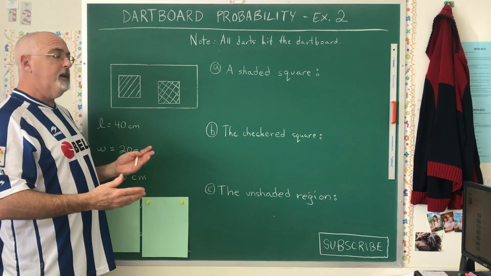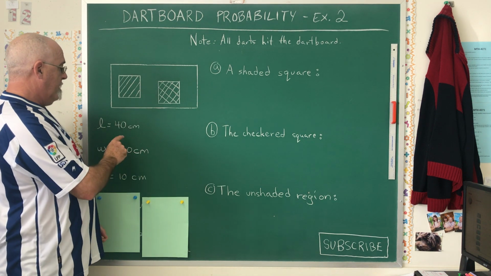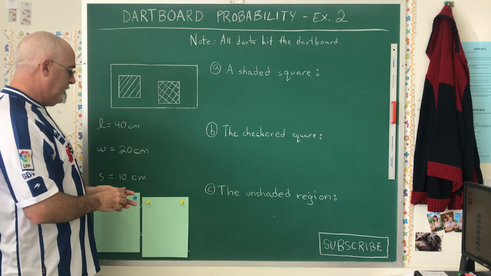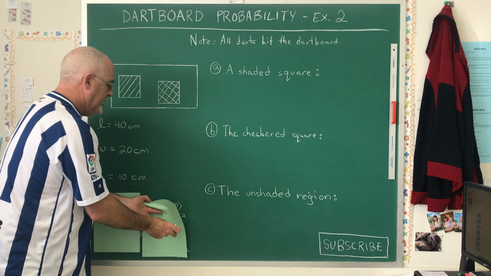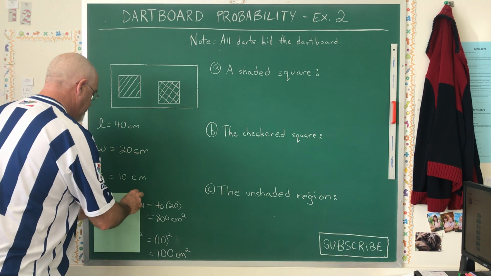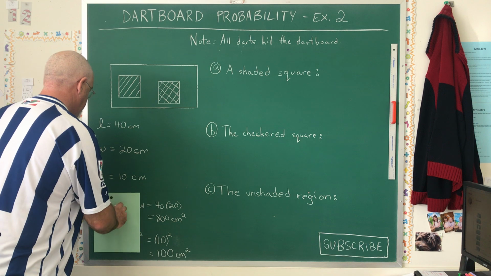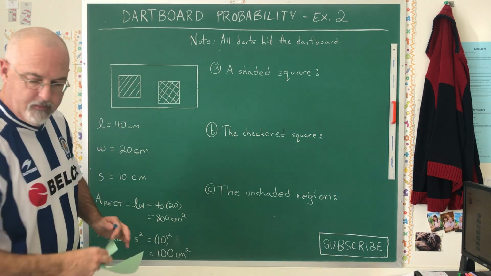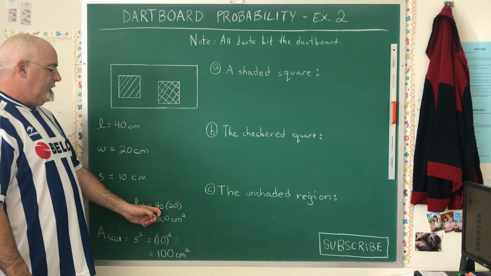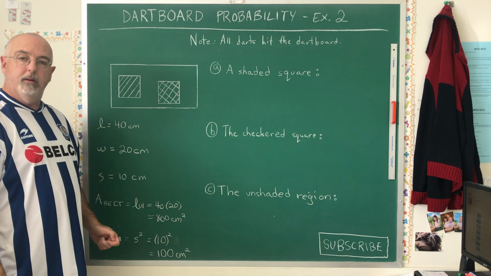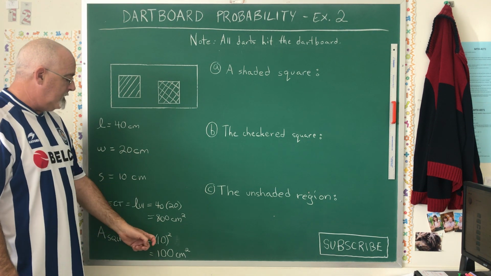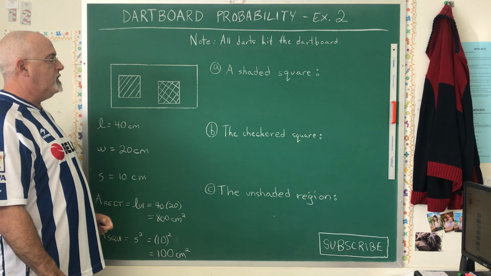But to start with, we need to know the areas of the shapes involved. We're given the length and width of the rectangle and the side length of the squares, so we have enough information to calculate the areas. I've done that ahead of time, so I will reveal the calculations. And we see that the area of the rectangle is length times width, 40 times 20, 800 centimeters squared. The area of the square is side length squared. The side length is 10, so 10 squared gives us 100 centimeters squared.